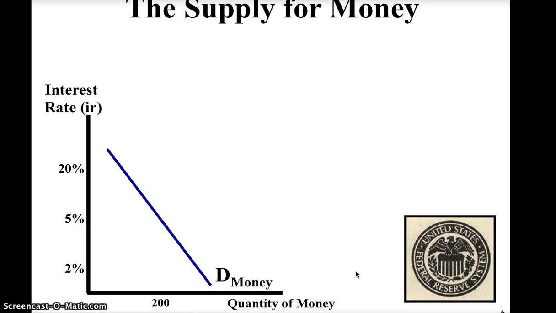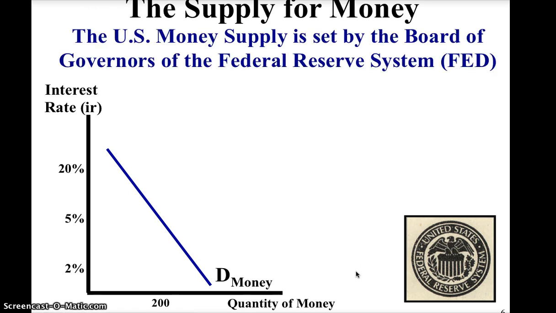We're really going to be focusing on the supply of money since we're talking about the Federal Reserve. We know by now that the U.S. money supply is set by the Federal Reserve System, and it is a vertical line because it is set, right? And it is set by the Federal Reserve, and that's the supply of money, right? At any one moment in time, it is completely set and not changing.